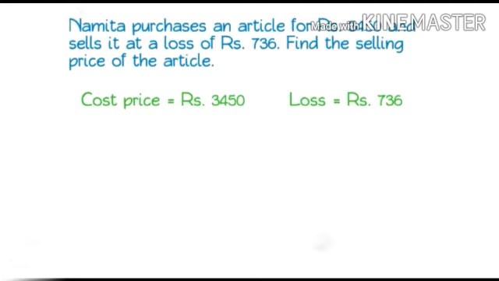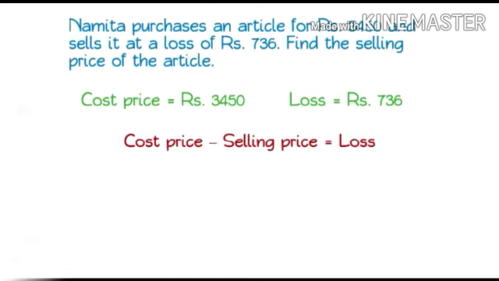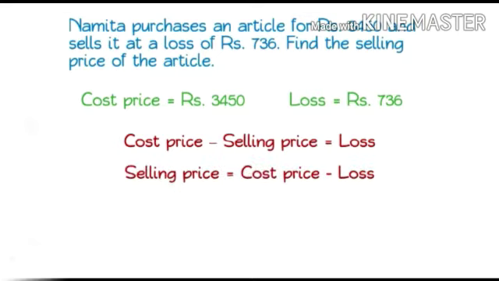Now, write the formula for loss, that is cost price minus selling price. From this formula, find out the selling price formula. Selling price is equal to cost price minus loss. Put the values in this formula. 3450 minus 736, which is equal to 2714. Therefore, the selling price is 2714 rupees.